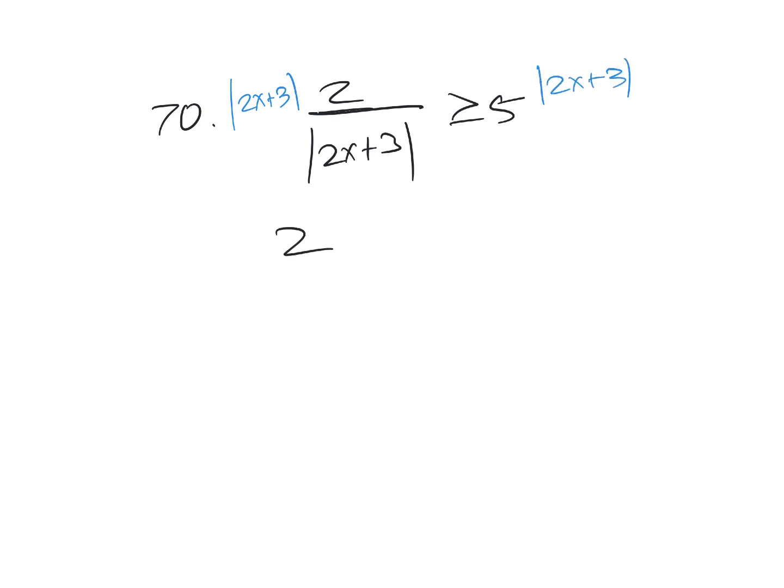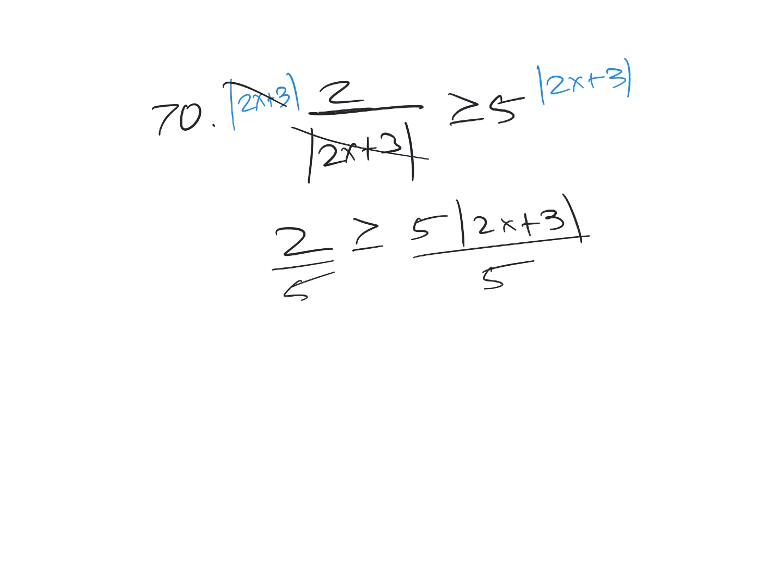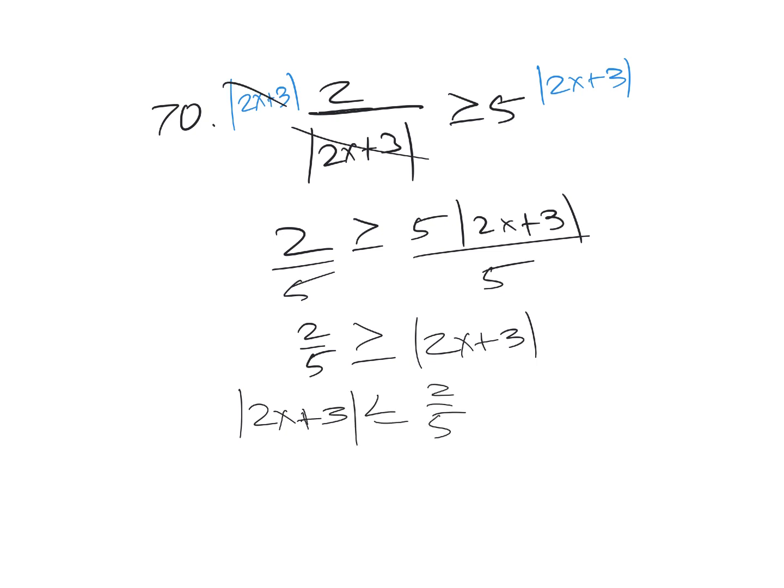And you get 2 greater than or equal to 5 times |2x plus 3|. I like to get the absolute value sign by itself, so I divide off the 5. So 2/5 is greater than or equal to |2x plus 3|. And I also like it on the left, so I'm going to switch everything: |2x plus 3|, instead of greater than or equal to, is now less than or equal to 2/5. I like everything on the left.